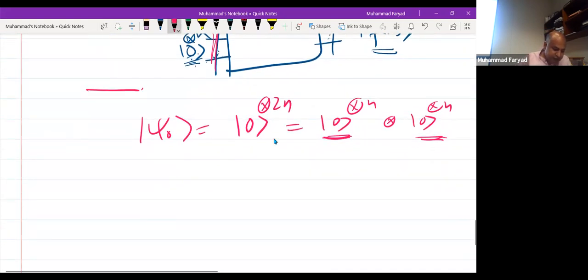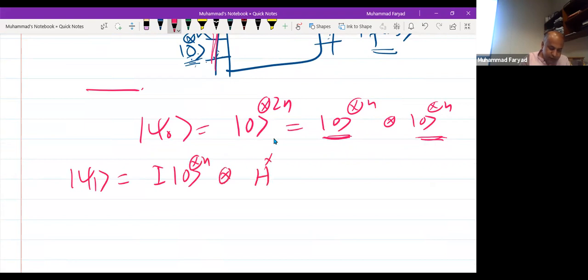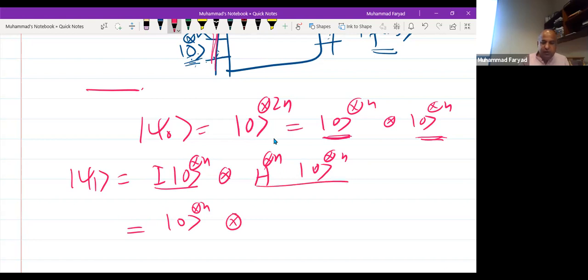So let's see what psi 1 is. Psi 1 is when you perform identity on the lower quantum register, and you perform an n-bit Hadamard transform on the upper quantum register. This is identity, so this becomes 0, and this we know what it becomes: 1 over square root of 2 to the n, sum over x from 0 to 2 to the n minus 1 of x. So this is what it becomes.